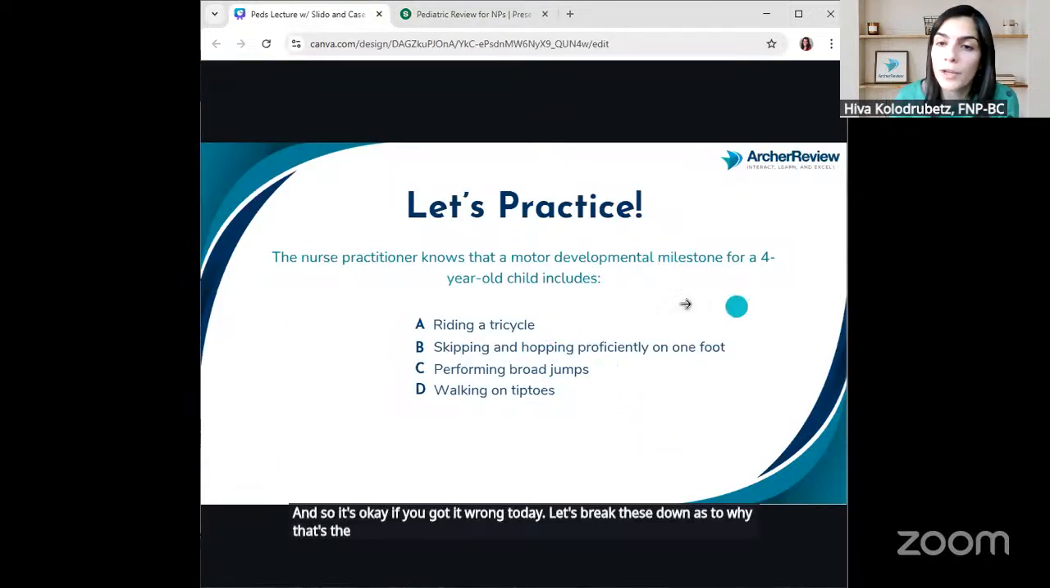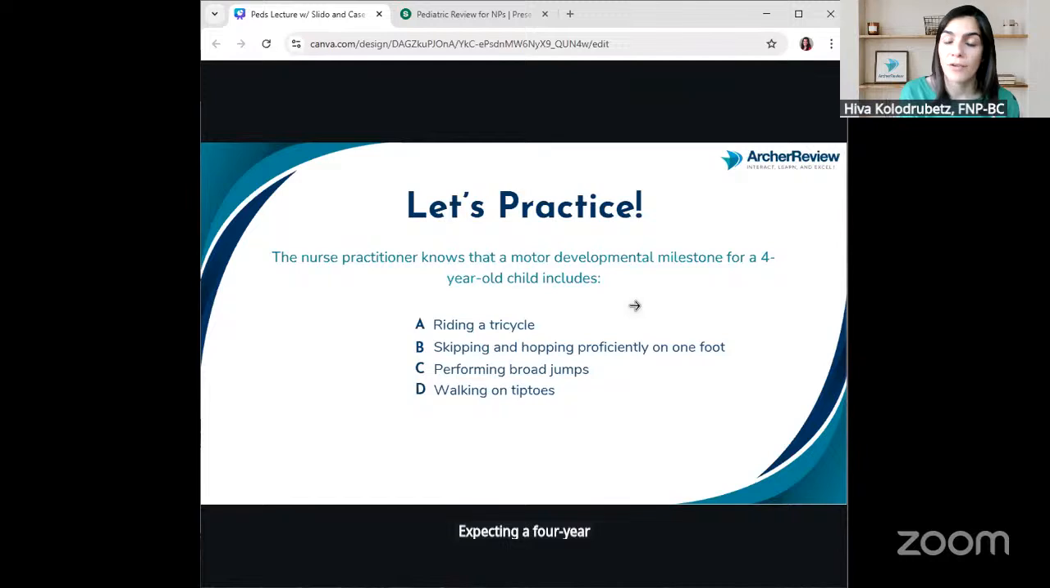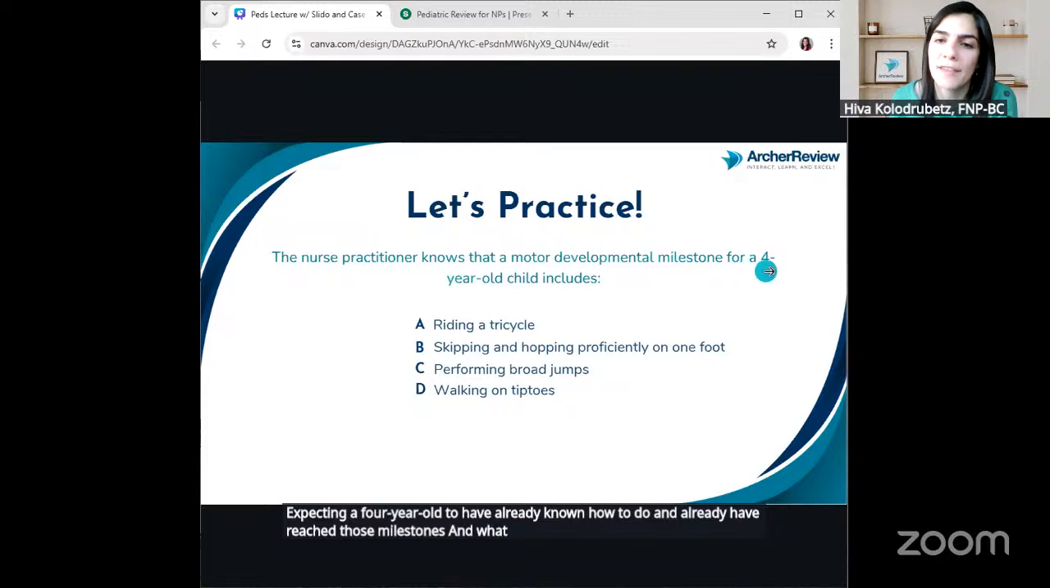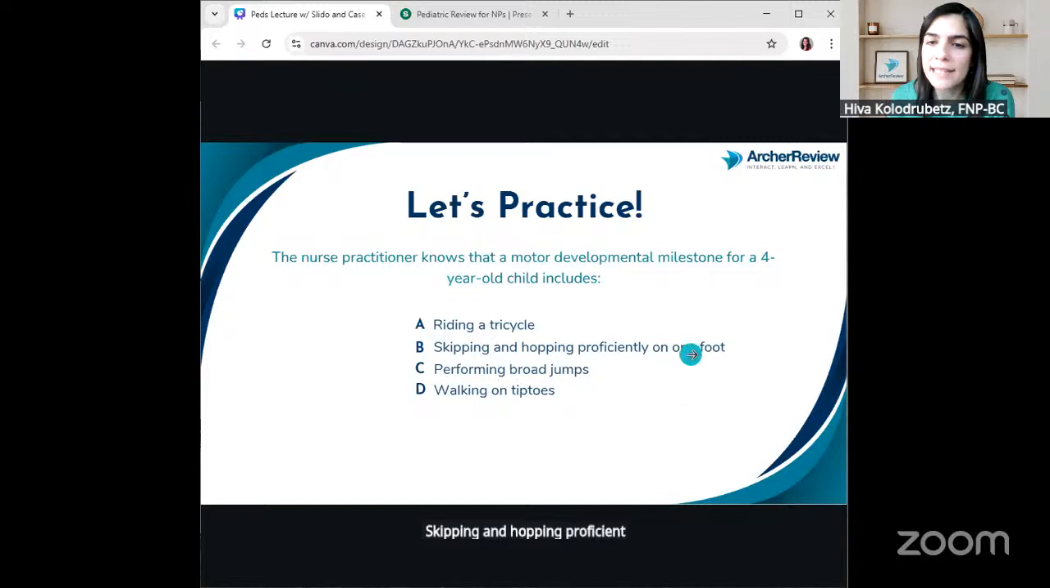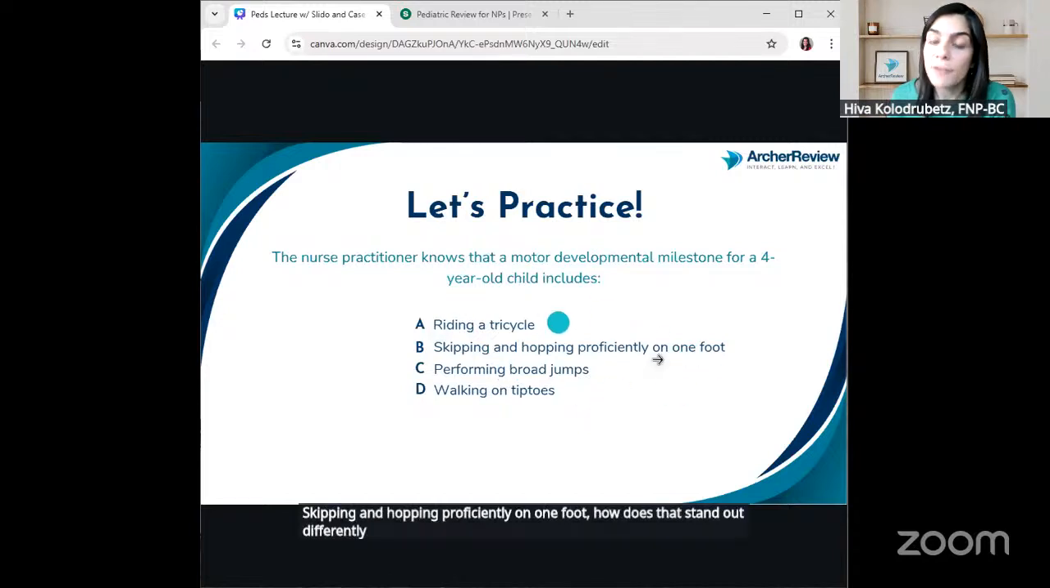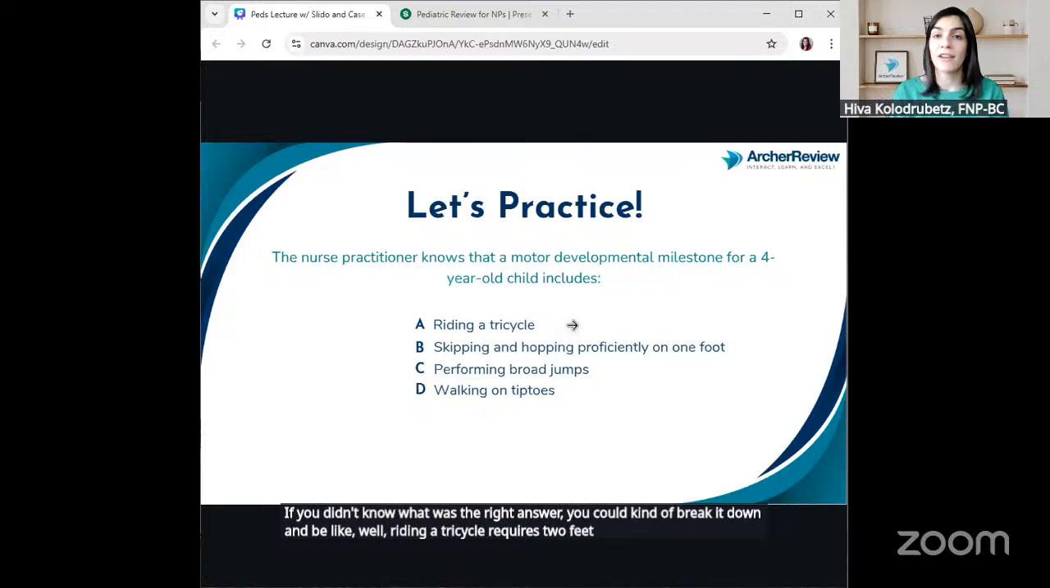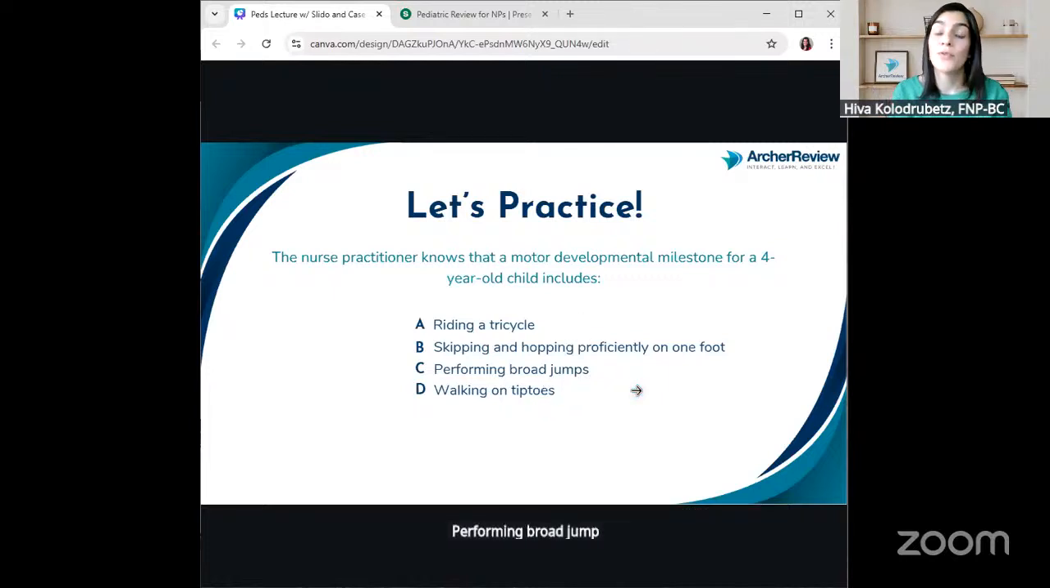So remember, with a 4-year-old, we're looking at what we are expecting a 4-year-old to already know how to do and already have reached those milestones. And what is that new milestone that we're looking for at this 4-year well child visit? Skipping and hopping proficiently on one foot. How does that stand out differently from the other ones? If you didn't know the right answer, you could break it down and say, well, riding a tricycle requires 2 feet, right? That child is sitting on a tricycle and pedaling with 2 feet, or maybe doing one of those cruiser bikes with 2 feet. Performing broad jumps, also with 2 feet, right? Walking on tiptoes, also with 2 feet.